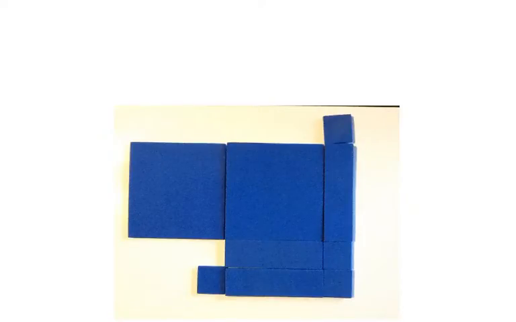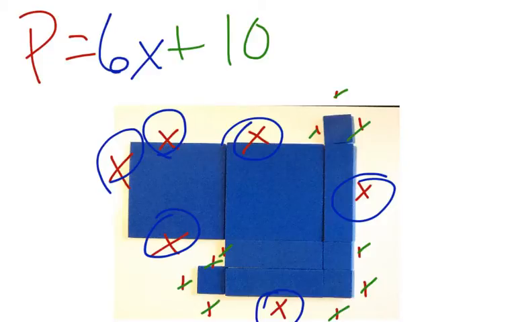Alright, here's the next example. Draw it on your paper, please. Label the outside and tell me what the perimeter is. Alright, I labeled all my edges and then I counted up my x's and my 1s and I got perimeter is 6x plus 10.